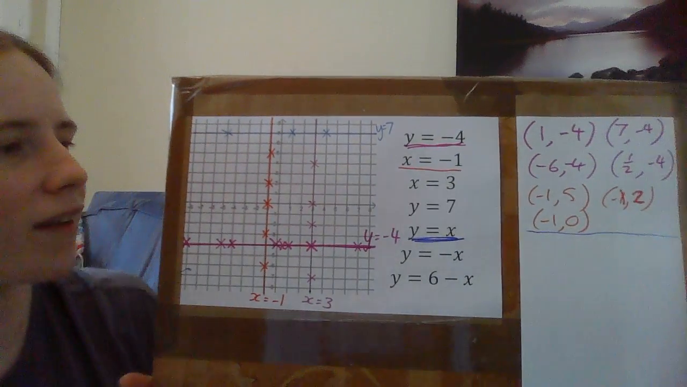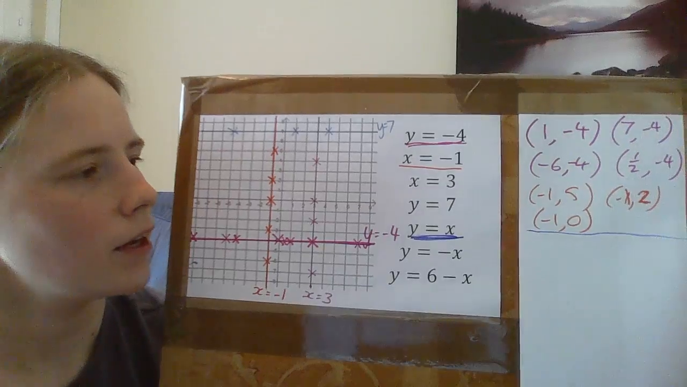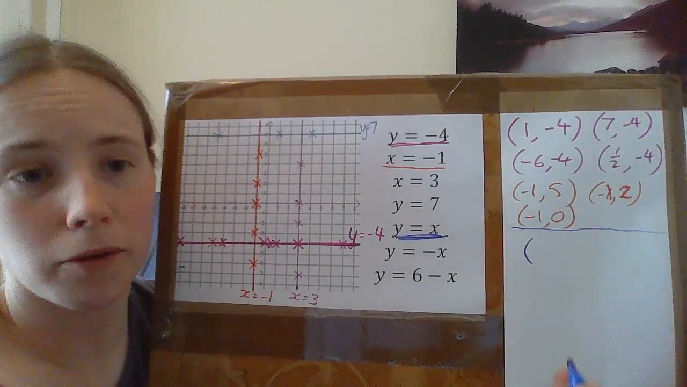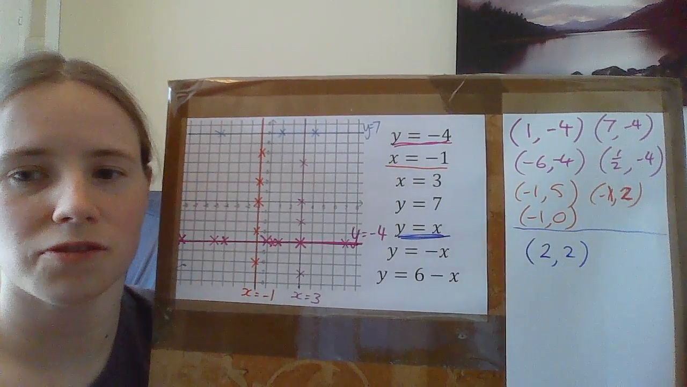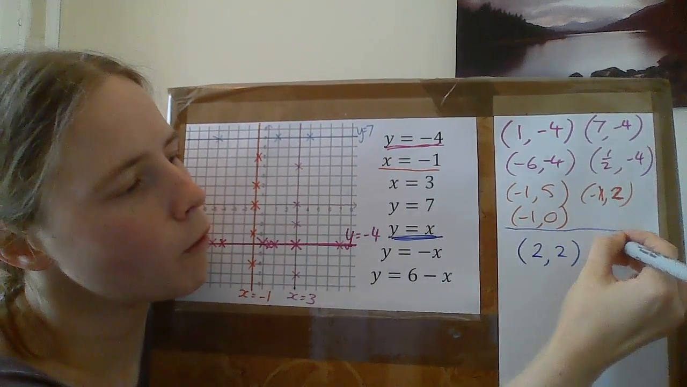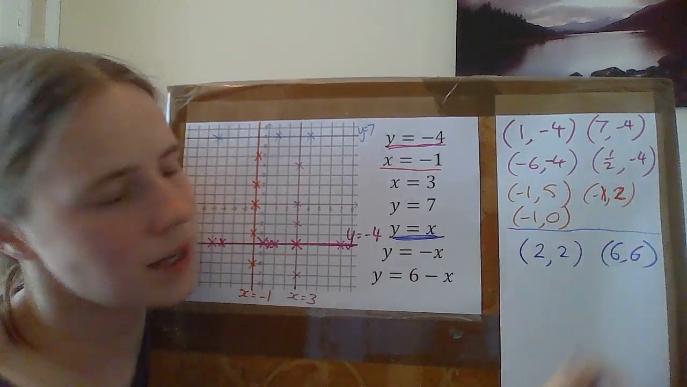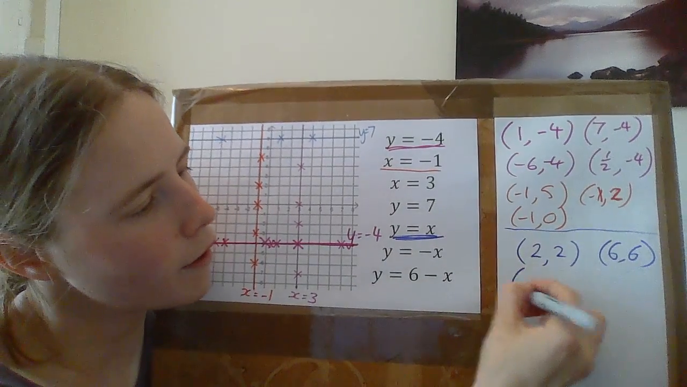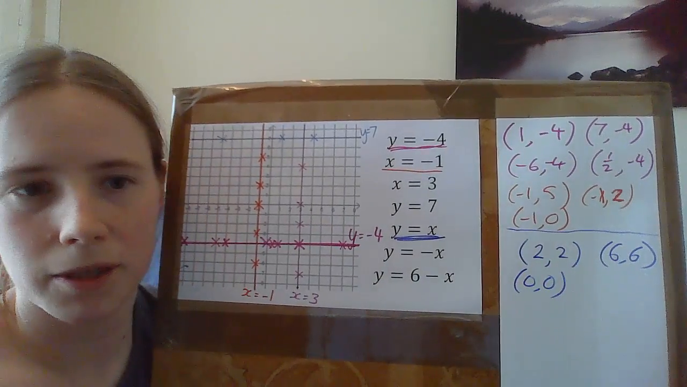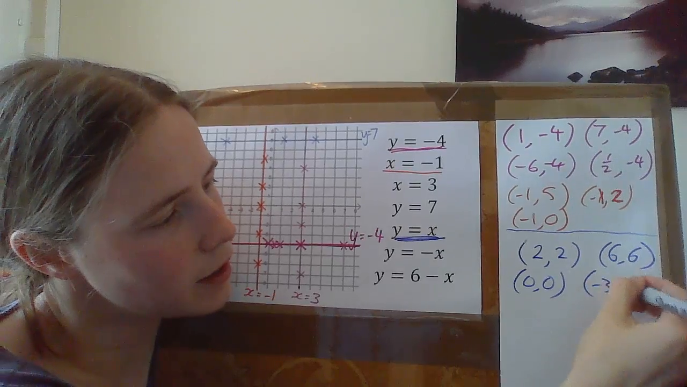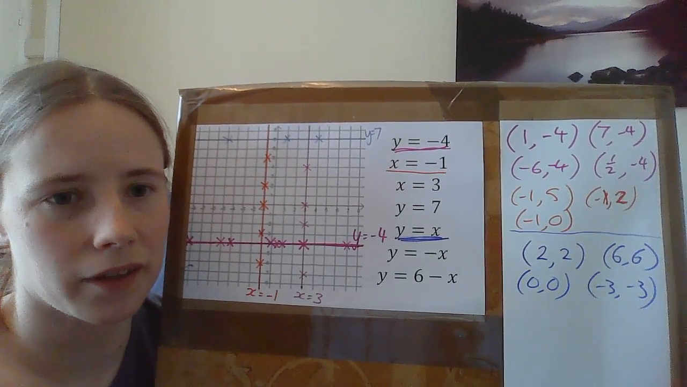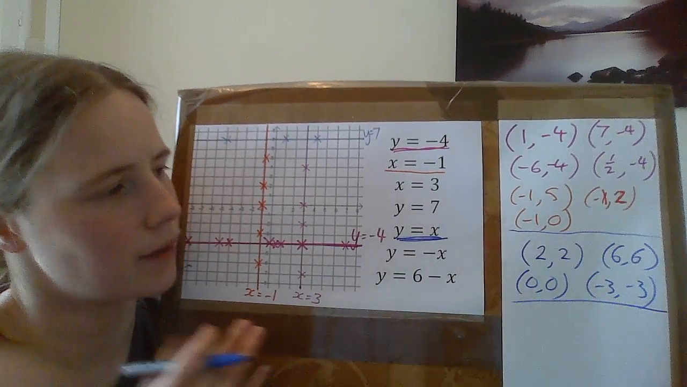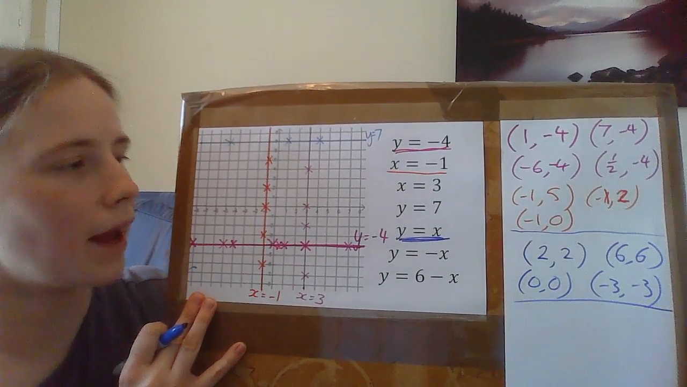Okay, so I need the y value to be the same as the x value. So, for example, I could go with both of them being 2: (2, 2). The y value and the x value are certainly the same there. Or I could go for (6, 6). Definitely both the same there. Or I could go for (0, 0). Both of them are the same. Or (-3, -3). So as long as your two coordinates are the same as each other, then you will be absolutely fine on that. Now let's plot them and see what we get.